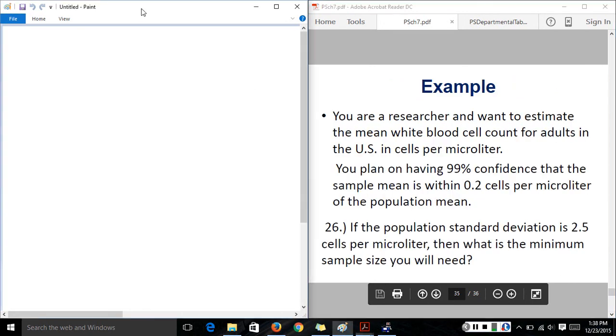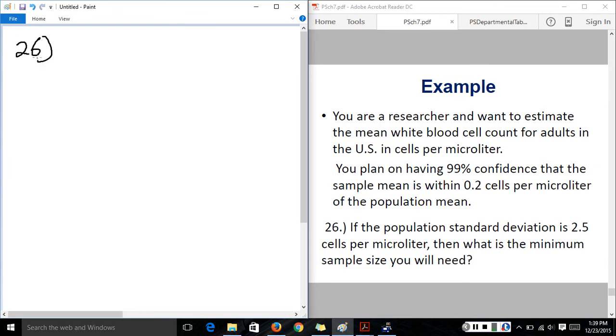So here's the example. You're a researcher and you want to estimate the mean white blood cell count for adults in the U.S. in cells per microliter. You're planning on having a 99% confidence that the sample mean is within 0.2 cells per microliter of the population mean. Well, let's say that somehow we know that the population standard deviation is 2.5. Then what is the minimum sample size you'll need to make this confidence interval? We use our formula for that. We're finding the minimum sample size to estimate a mean.